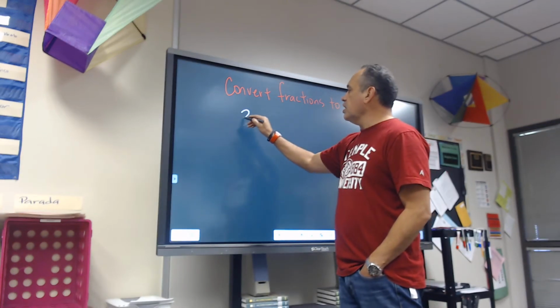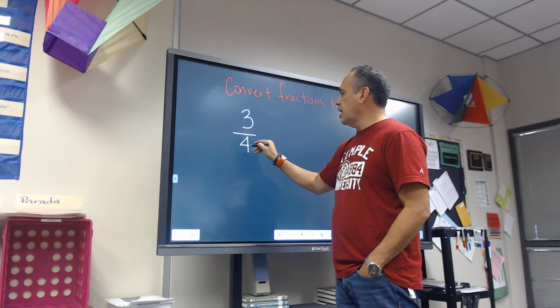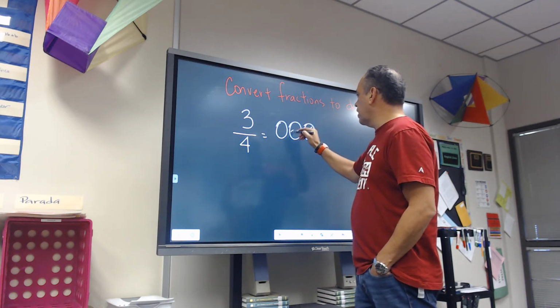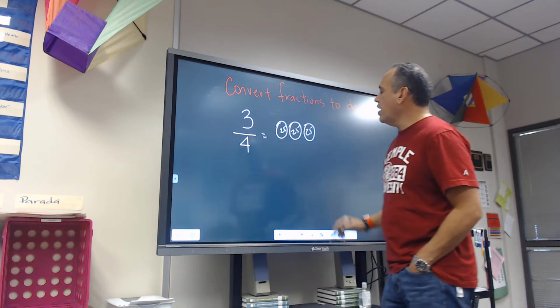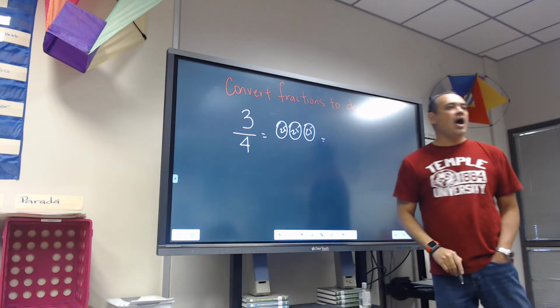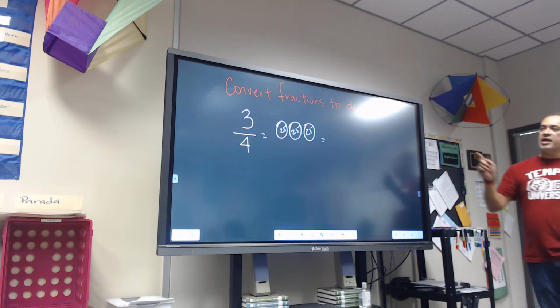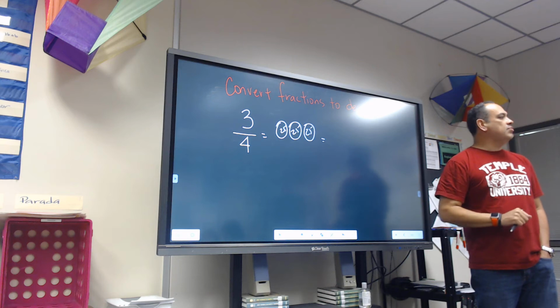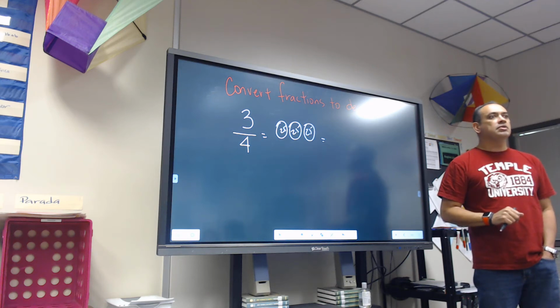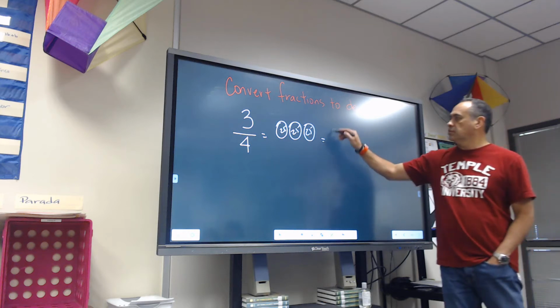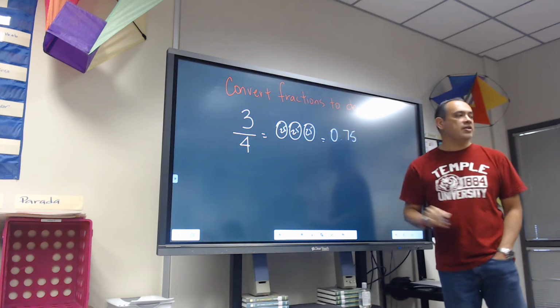If I have 3/4, that means I have 3 coins of 25 cents each, right? So how many cents, how many pennies do I have? 75 cents. And can I write that in decimal form? Yes. And how would that look? 0.75. That's right.